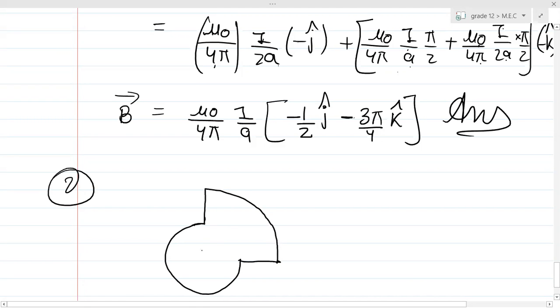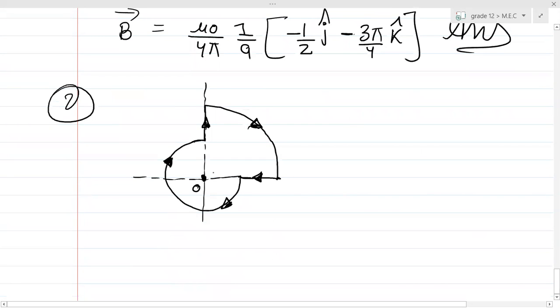Can you see a loop, right? Everybody is able to see a loop, right? This loop is in the xy plane, and the current flowing through it is in this direction. Can anyone tell me what will be the net magnetic field at this center?